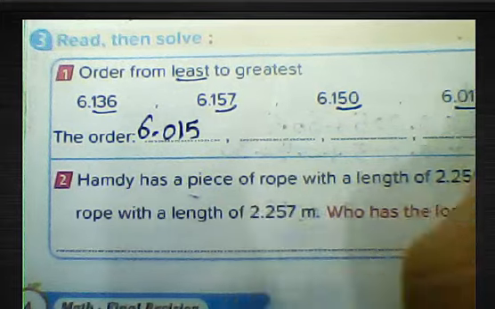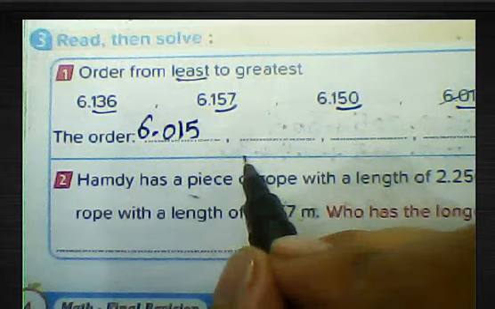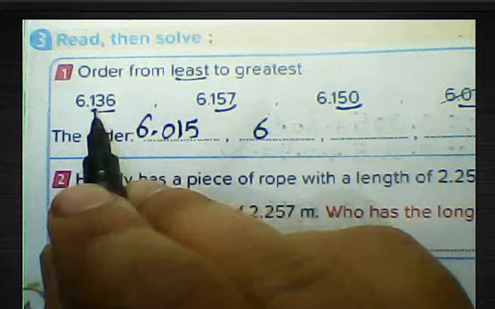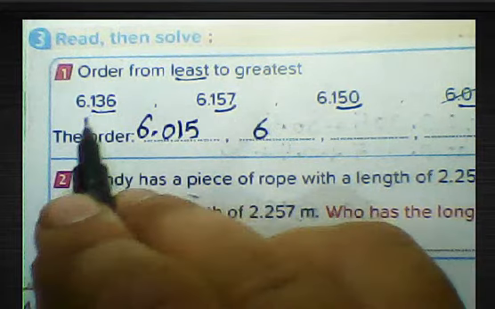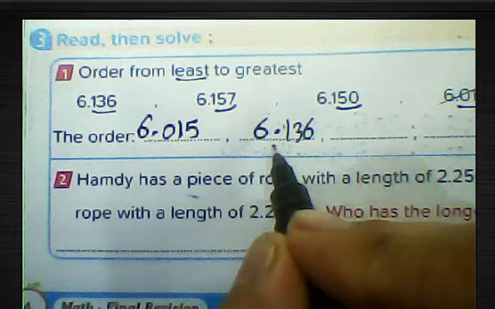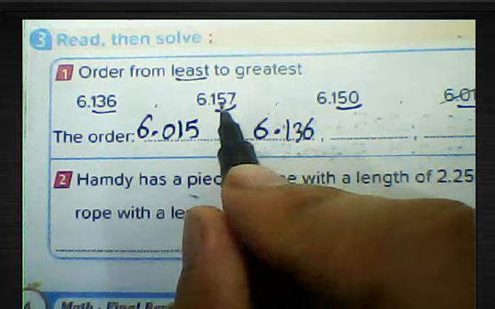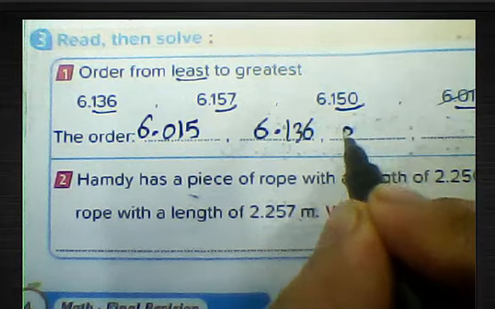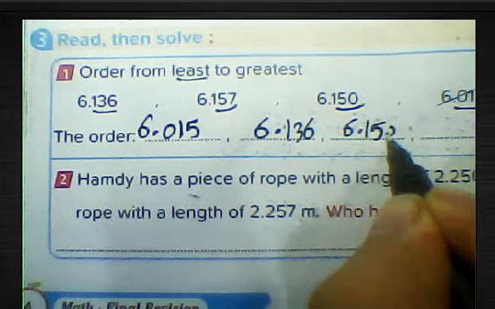We can write 6.015. And the next number will be what? 6 and 136 thousandths. Write point 1, 3 and 6. And 6.157 or 6.150. Write this number 6.150 and 6.157.